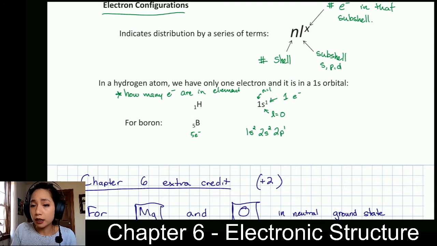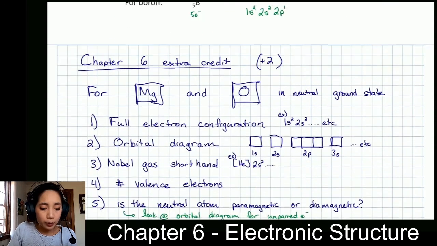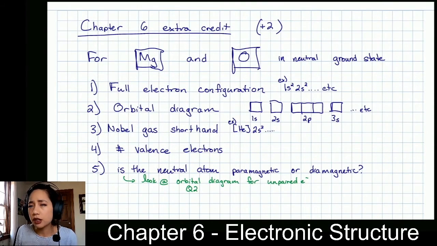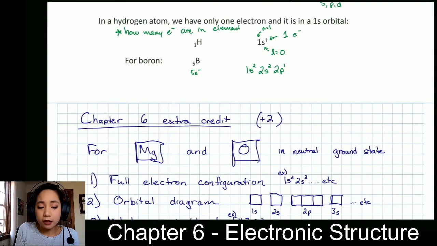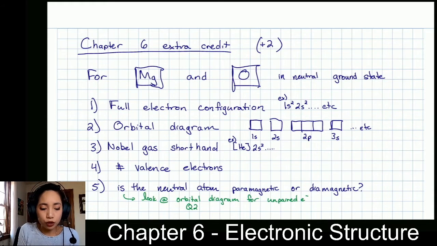I have a bit of extra credit here for you. This is for chapter 6. It's worth 2 points. If you email me the answers to this, I'll give you 2 points on midterm 3. I'll just describe what I want you to submit. I want you to submit answers for a neutral magnesium atom and an oxygen atom. The first thing I want you to send me is the full electron configuration for magnesium and oxygen. We already did electron configurations for hydrogen and boron, so you should be able to do this first one.